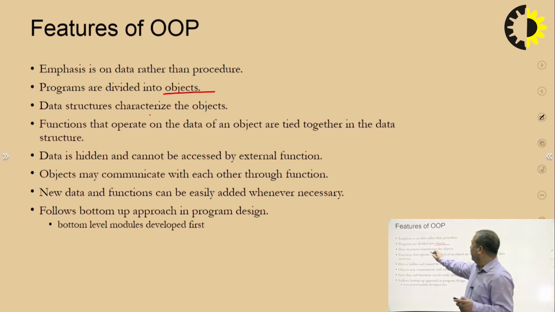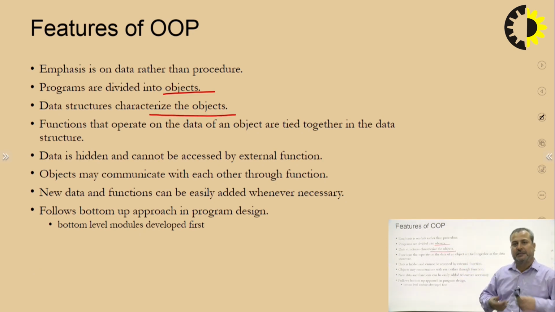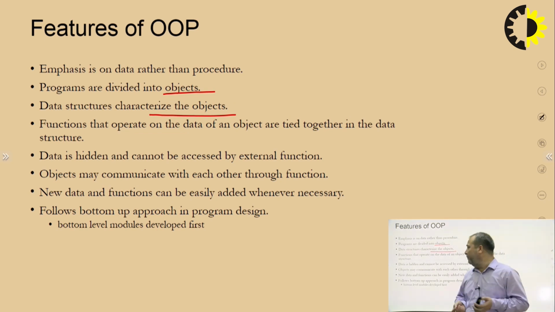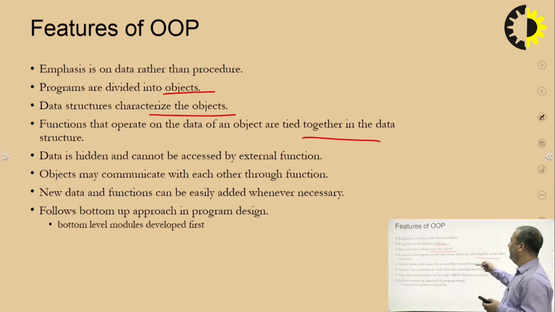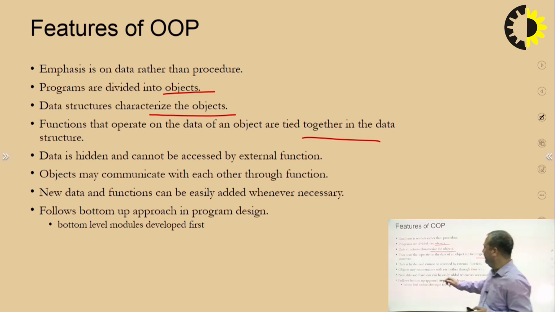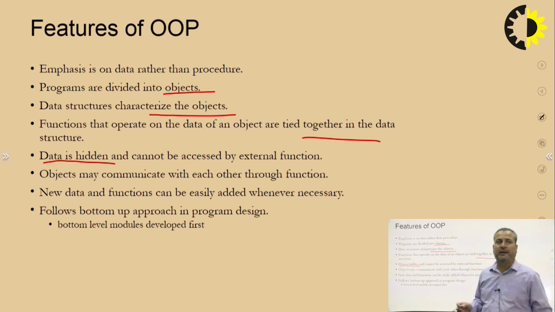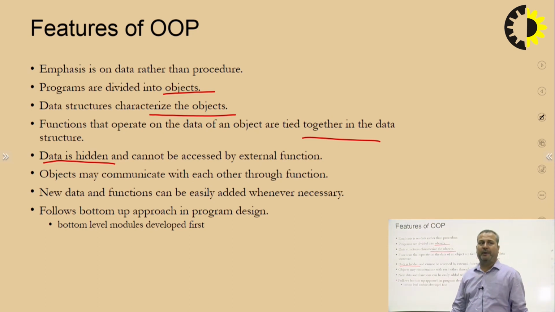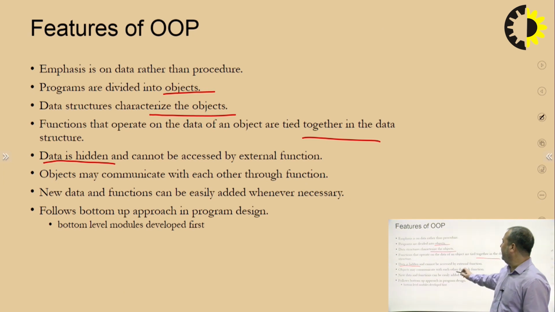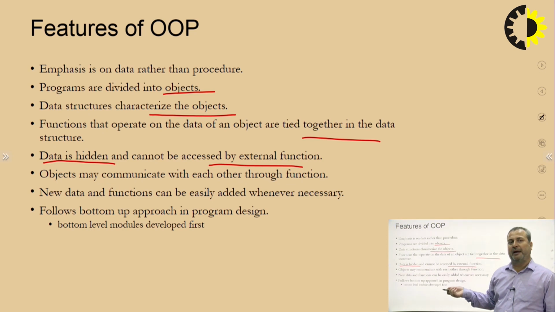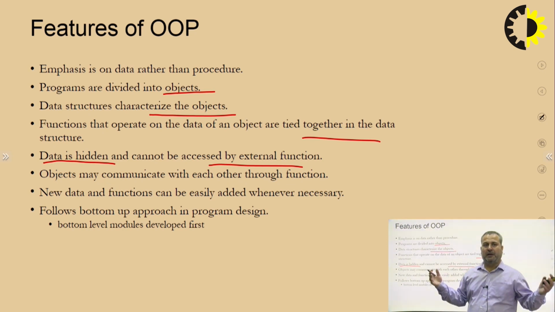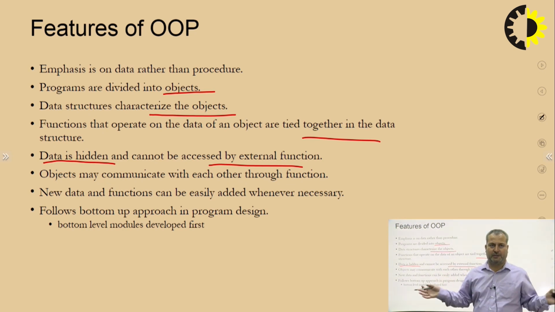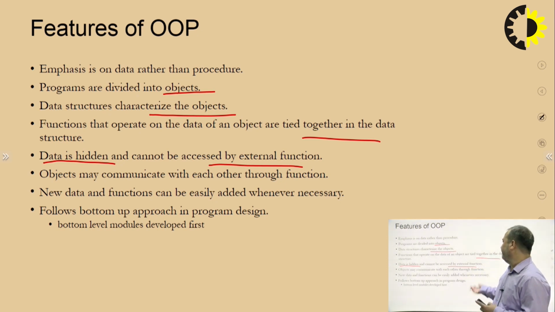Data structures characterize the objects, everything is around the object, right? Functions that operate on the data of an object are tied together in the data structure. Data is hidden. That is the important thing: data is hidden, so data will be more secure in comparison to the early development of programs. Data is hidden and cannot be accessed by external functions, whereas in procedural oriented programming we have seen that global data is vulnerable and could be accessed throughout the entire program.